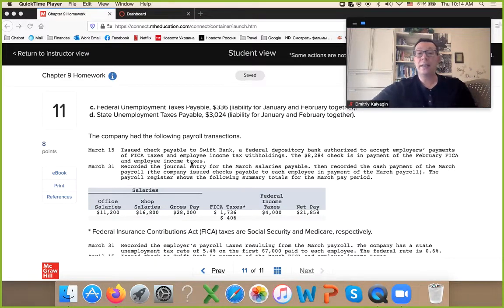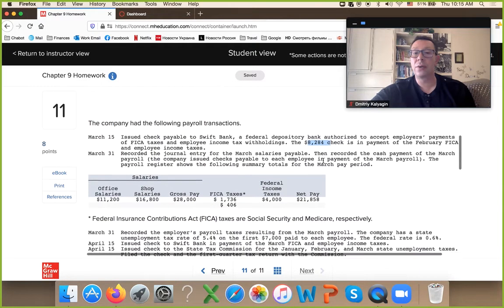It says that once a month we deposit Social Security and Medicare taxes, which include two portions: my portion, I'm the company, and what I withheld from employees, as well as the employee portion of income tax, because the company does not pay income tax for them. You make a payment by the 15th of the following month. So this payment is for February, and the total is given to you. This is cash out, so 8,284 is a credit to cash.